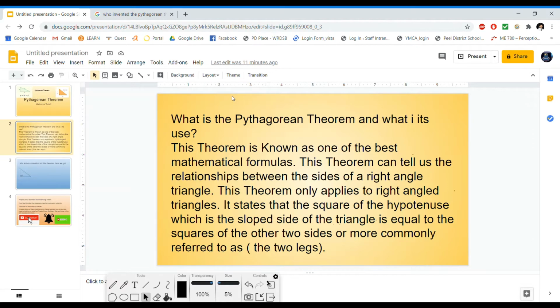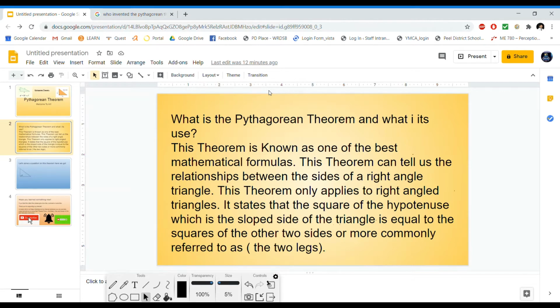This theorem can tell us the relationships between the sides of a right angle triangle. You might be wondering, why a right angle triangle? Well, the special thing about this is that it only works for right angle triangles. It doesn't work for, let's say, scalene or equilateral triangles. It only works for the right angle triangle.